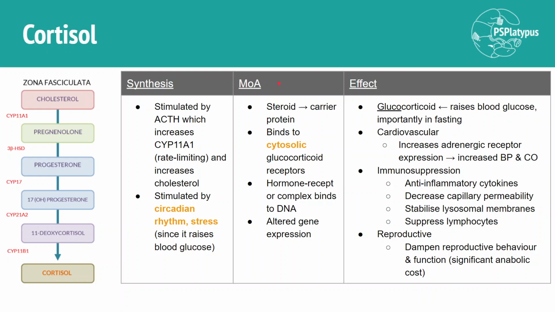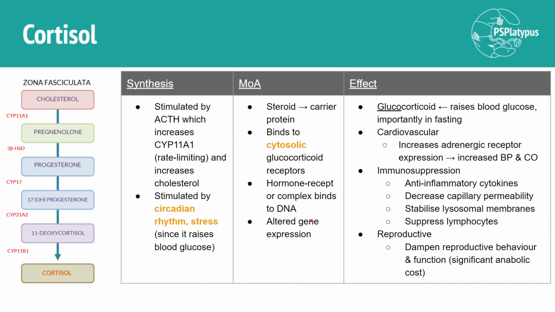So this is a steroid, so it has a carrier protein in the blood for it to be carried, since it's not water soluble. However, since it is fat soluble, it can pass right through the cell membrane, so it binds to cytosolic glucocorticoid receptors. Cytosolic meaning these receptors are inside the cytoplasm of the target cell, because it's fat soluble, so it just goes right through. And then it forms a hormone receptor complex, which then binds to DNA, which then alters gene expression.